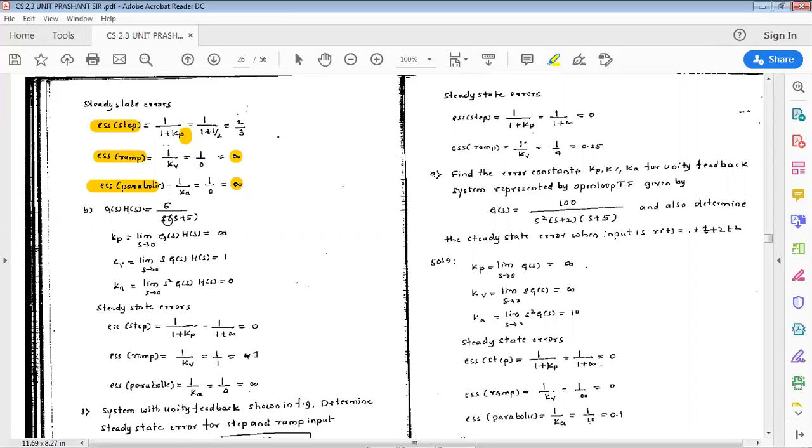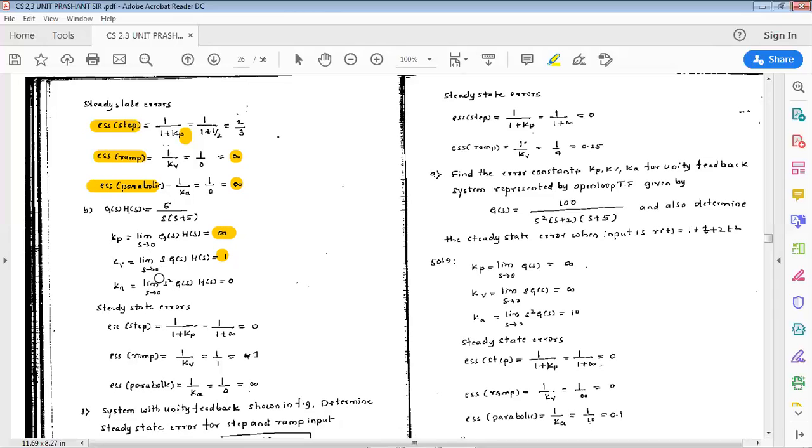If I substitute s as 0 in the denominator, it results in infinity, right? Similarly, you need to find Kv also. Limit s tends to 0, s into G of s, H of s. Substitute G of s, H of s here, and this s and that s will cancel each other. If you apply the limit s as 0, 5 divided by 5 results in 1.